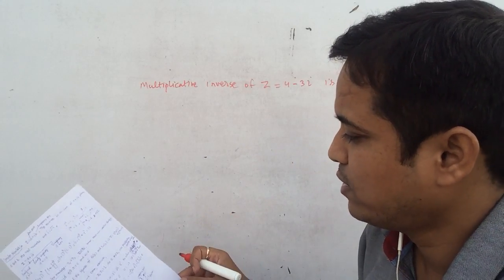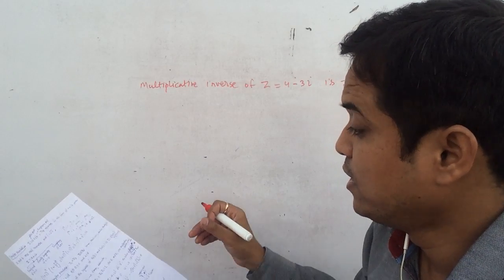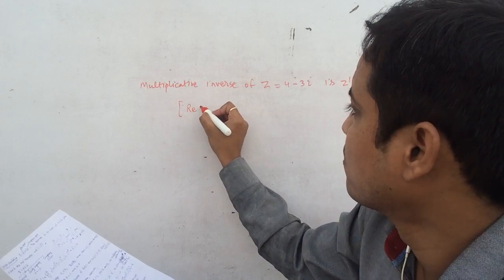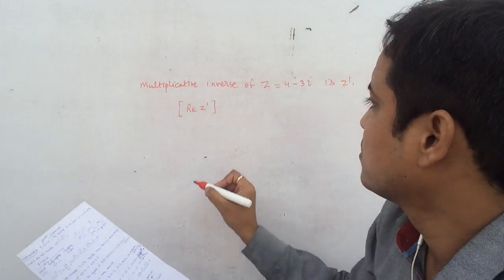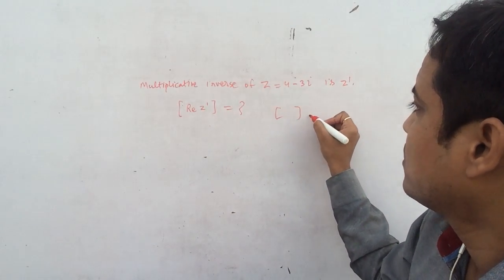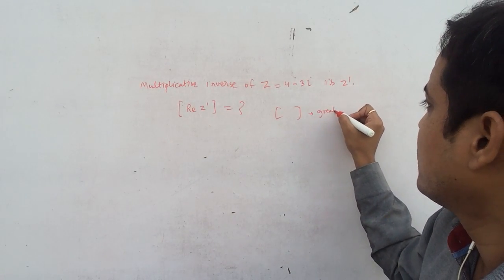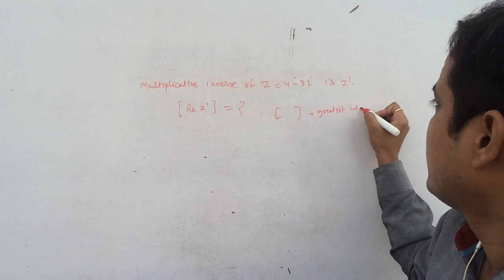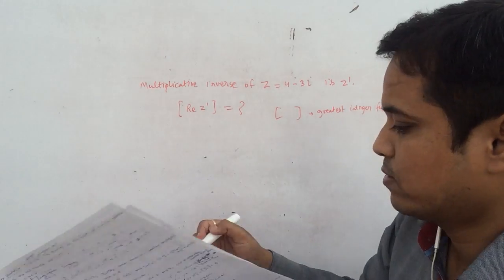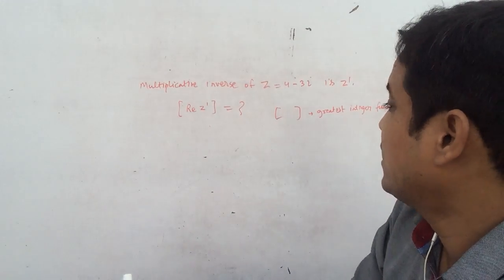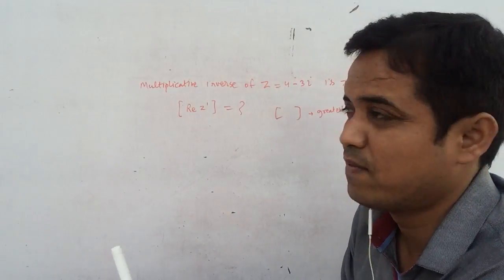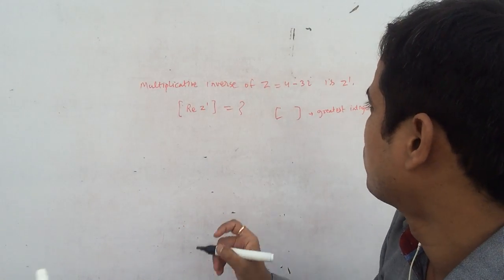You need to find the real part of Z dash, greatest integer, where the brackets represent the greatest integer function. So we have the information of Z dash: it is the multiplicative inverse of Z equal to 4 minus 3 iota.